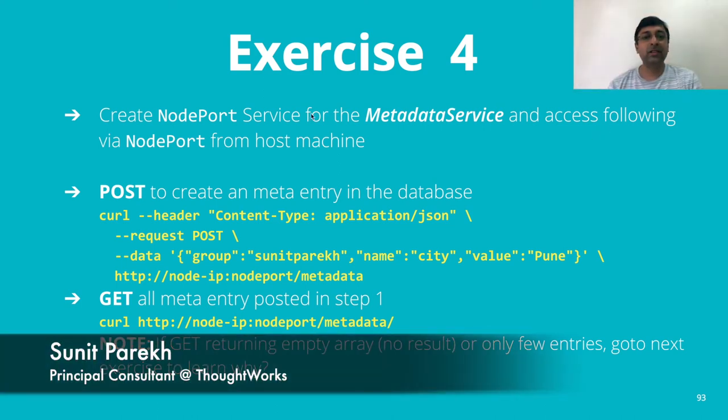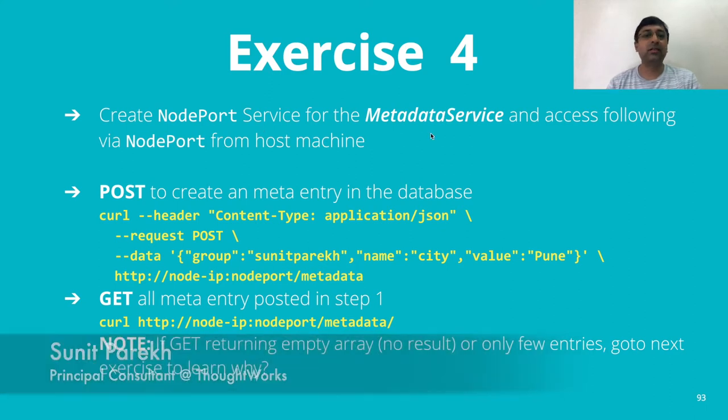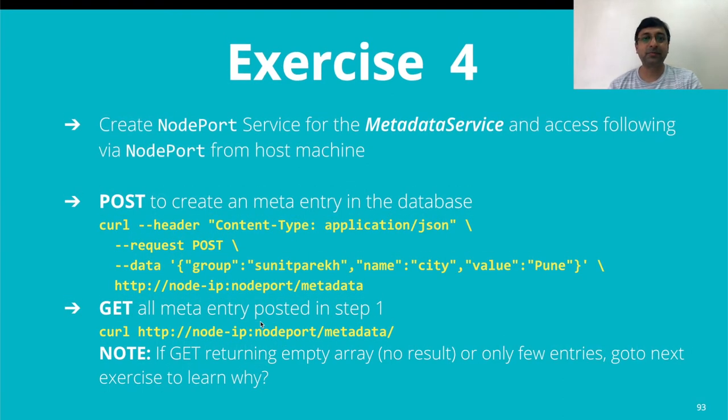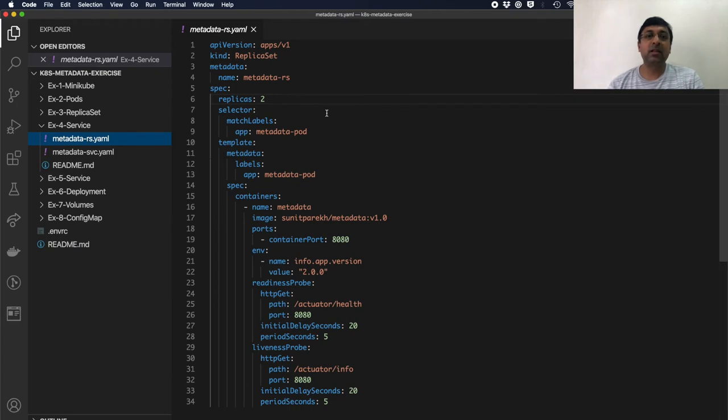As part of exercise 4, we have to create a NodePort service for our metadata service deployed as a replica set, and use your node IP and NodePort to post meta entries and try to get them. Let's get started. As part of this exercise, I'm going to use exactly the same replica set that I created in the previous exercise. Just use it.